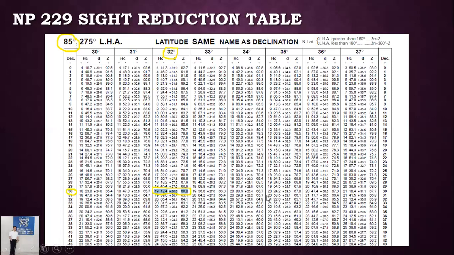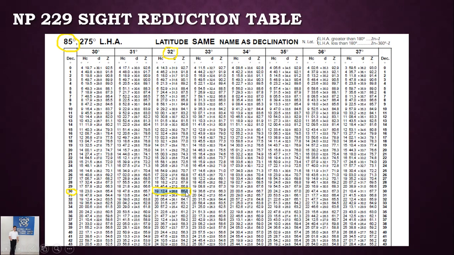Okay. Showing you right now is the page, an extract from the NP229 sight reduction table. You have to determine the LHA first or the D-long. Remember, this is equivalent to the D-long or the difference of longitude, which is 85 degrees. I have encircled it yellow here, and that is the page you will look for. Now, this is your latitude, latitude 32 degrees as what is given. And declination is also given, 30 degrees. And with that, you just tabulate it under this column and on this row. You will get the 19 degrees 12.4 minutes, which is the Hc or the altitude.